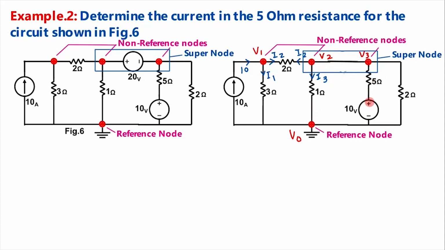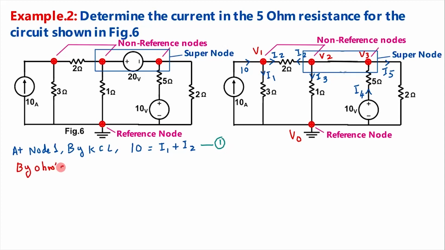Here in this branch, here is a voltage source. So let current be flowing upwards from here to here and let it be I4. In this branch, which is a resistive one, let current be flowing away from V3 and let that current be I5. At node 1, by Kirchhoff's current law, current entering is equal to current leaving. That is 10 ampere is equal to I1 plus I2. Let this be equation number 1. By Ohm's law, I is equal to V by R.